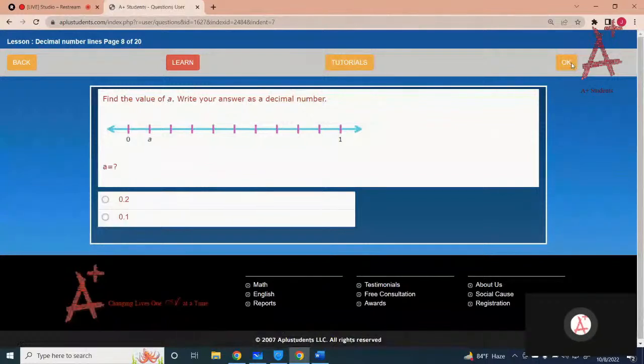Okay, find the value of a. Write your answer as a decimal number. So how many intervals do we have from 0 to a? Yes, just one. So it is then 0.1. Got it? So it is 0.1. So select the correct option and click on the OK button.